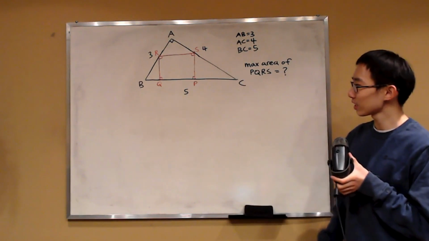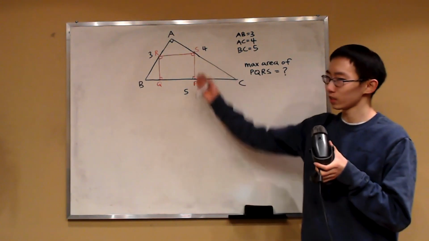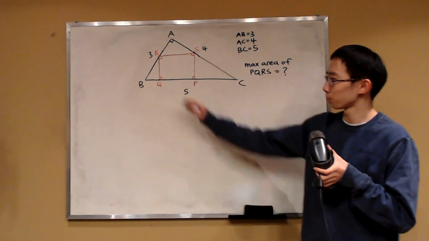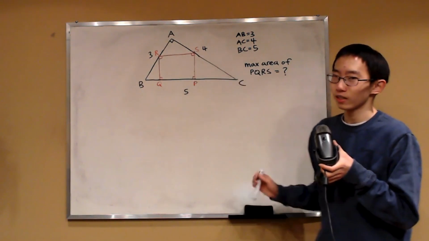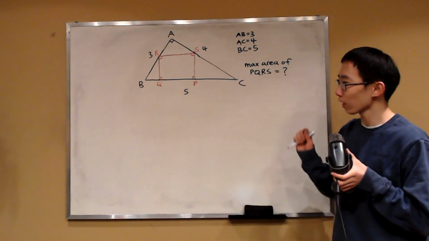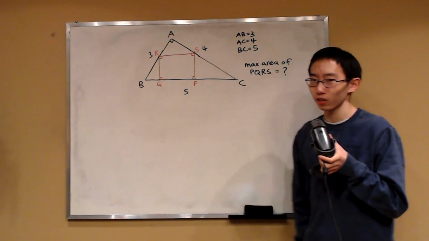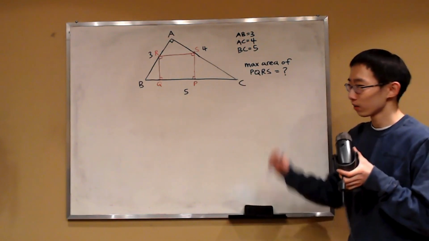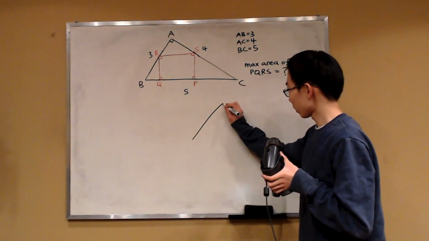Firstly, I think it's a good idea to redefine this rectangle. I mean, 2 points on BC and 1 point on each of AB and AC, that's a little bit too complicated. So is there a way we can shift our focus to think about this rectangle in a different way? Well, I'm going to draw our model again, okay?